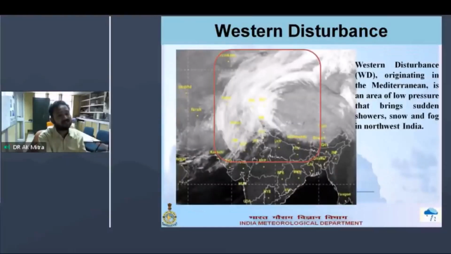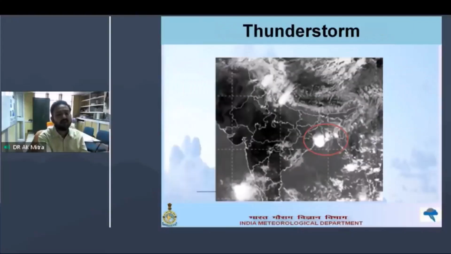Now this is the western disturbance. Basically, the western disturbance originates in the Mediterranean, in an area of low pressure, and brings sudden showers, snow, and fog in northwest India. Somebody is asking how the forecast will be improved. Yes, over the Mediterranean Sea, we are able to see 6 to 7 days ago that yes, a WD is supposed to be generated. So what will be the temperature? What will be the snow condition over northwest India? That can be very well analyzed because of satellite, because of the close monitoring of satellite imagery at every 15 minute interval.